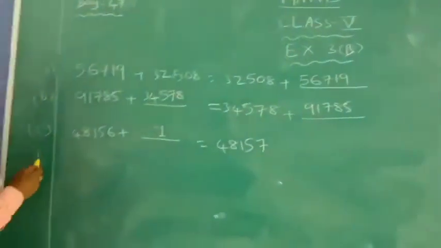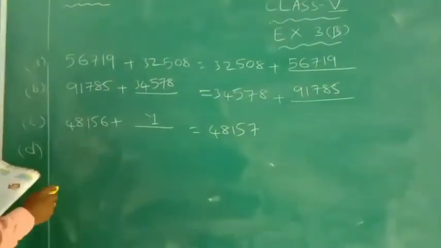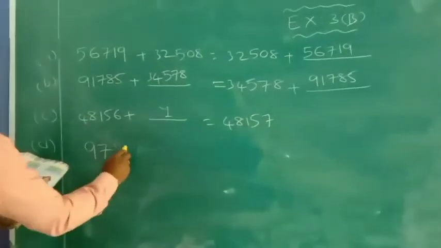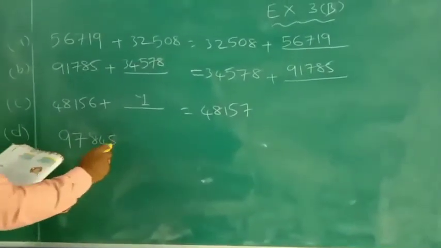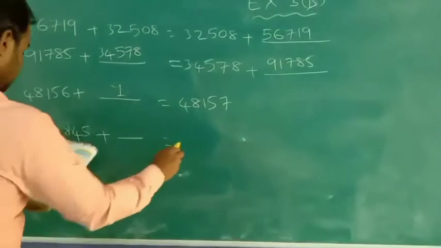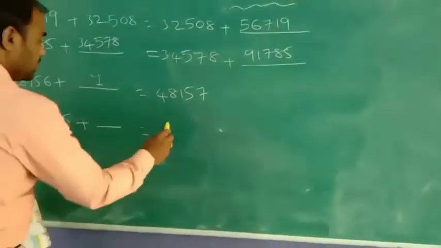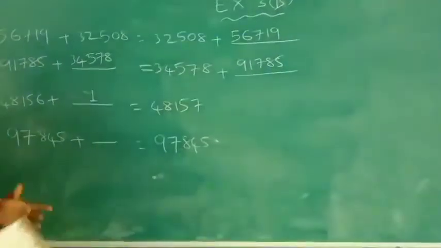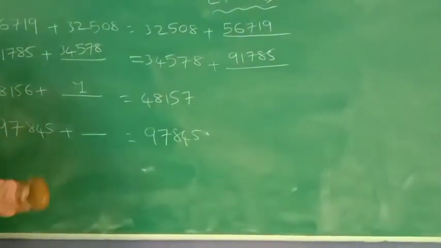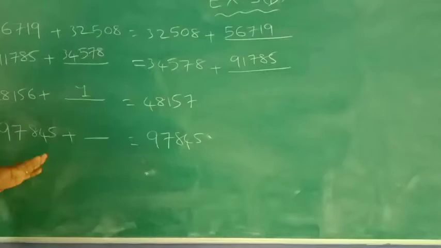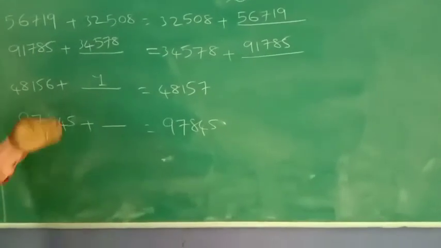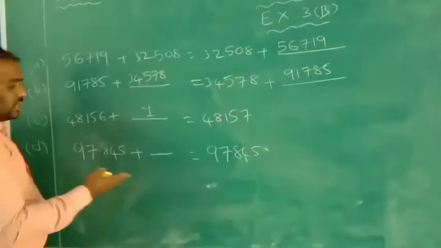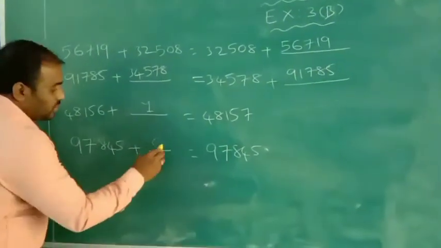Next is D. See here, 97,845 plus dash. 97,845. See here, the sum of two numbers is equal to this number. But here, one number is given, and our answer is the same number. How much is being added here? Nothing is added, so 0 only.